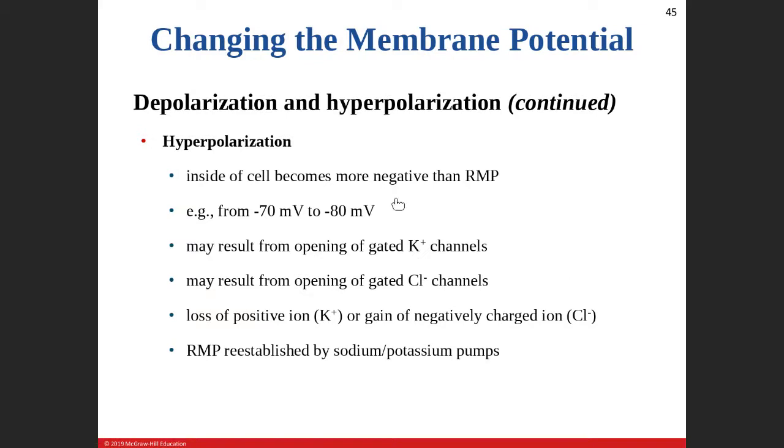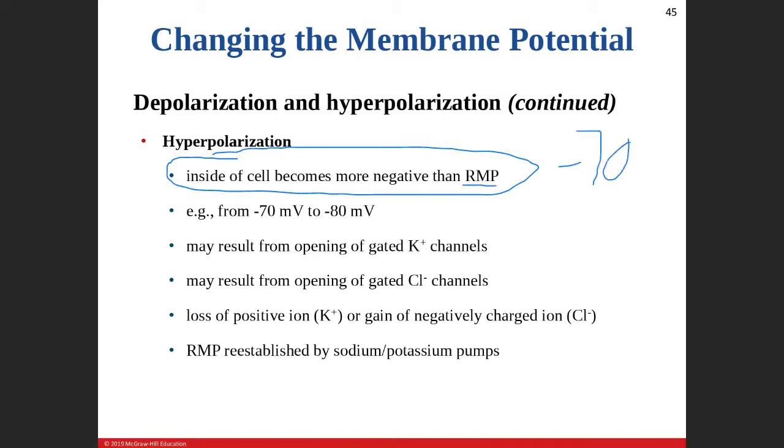The definition for hyperpolarization is when we make the inside of the cell even more negative than the resting membrane potential. Resting membrane potential is negative 70, so we'll make it negative 80, maybe negative 90. So we're going past the resting membrane potential. Keep that in mind. When we talk about something being hyperpolarized, we're talking about it being even more negative than the resting membrane potential value, which is negative 70.